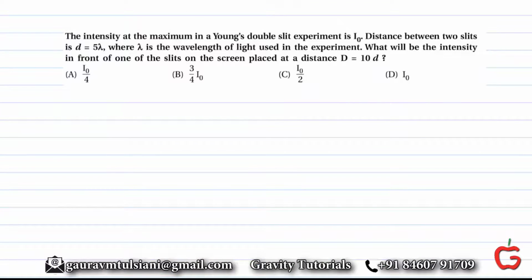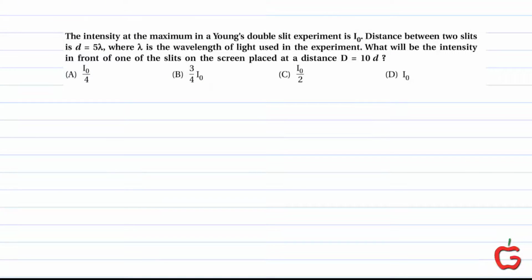The intensity at the maximum in Young's double slit experiment is I0. The distance between the two slits is 5 lambda. Lambda is the wavelength used in the experiment. What will be the intensity in front of one of the slits on the screen placed at a distance D equal to 10 times the distance between the slits?